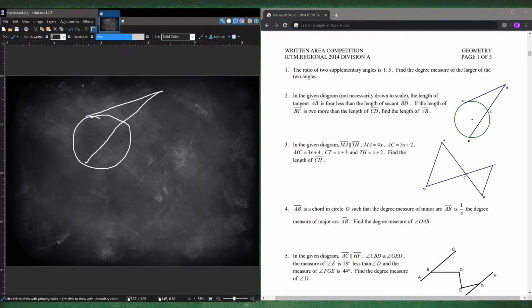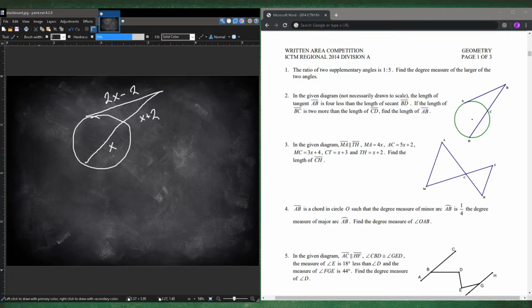So they said if the length of BC is 2 more than the length of CD, so let's say the length of CD is x. That means the length of BC is x plus 2. And they said that the length of AB is 4 less than the length of these two combined. So this is 2x plus 2, so that's 2x minus 2.